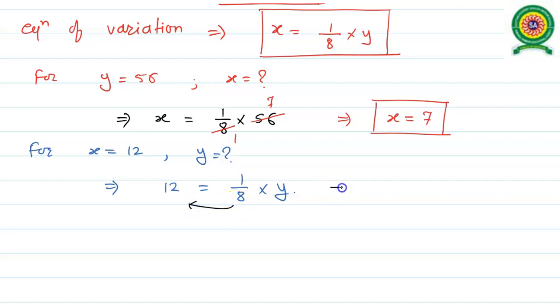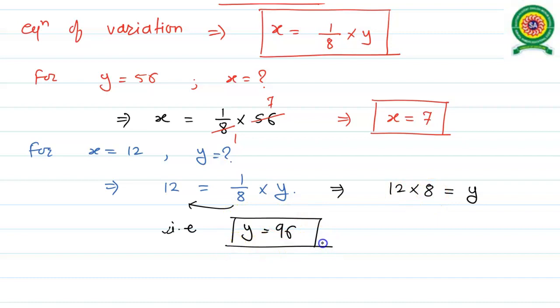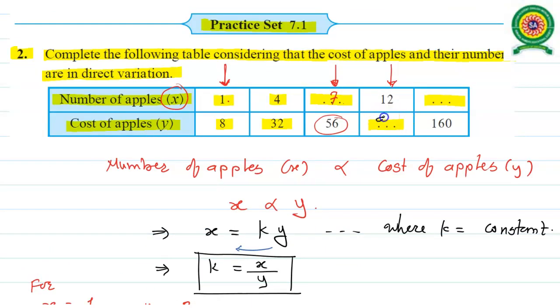Now shift the 8 from RHS to LHS. 8 is a divisor. After shifting it becomes a multiplier. So the value of y we are getting is 12 eights are 96. That means the cost of 12 apples is 96. So I am filling in the table: once x equals 12, the value of y is 96.